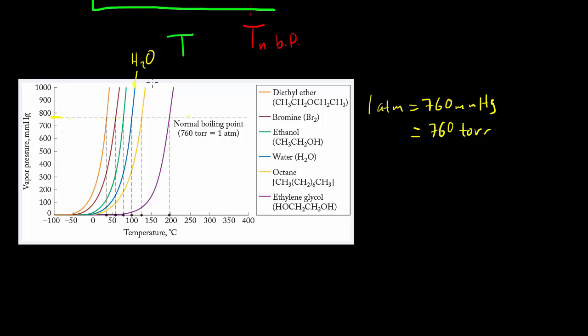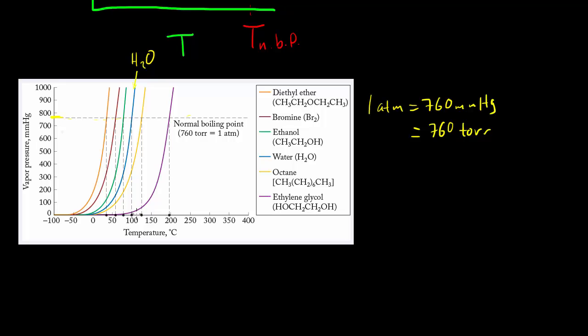And then we've got octane here. That's maybe a model for what's in gasoline. And then ethylene glycol, which is commonly used as an antifreeze. So here's ethylene glycol up here that boils at just under 200 degrees Celsius. Water, of course, boils at 100 degrees Celsius. So there we go. These are the vapor pressure curves.